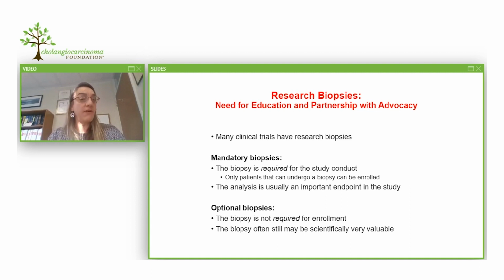Some other trials have optional biopsies. The biopsy is not required for enrollment, but these are usually incorporated because the biopsy is likely to reveal very important scientific information that can help not only develop the drug better, but help select patients better for the next generation of trials.